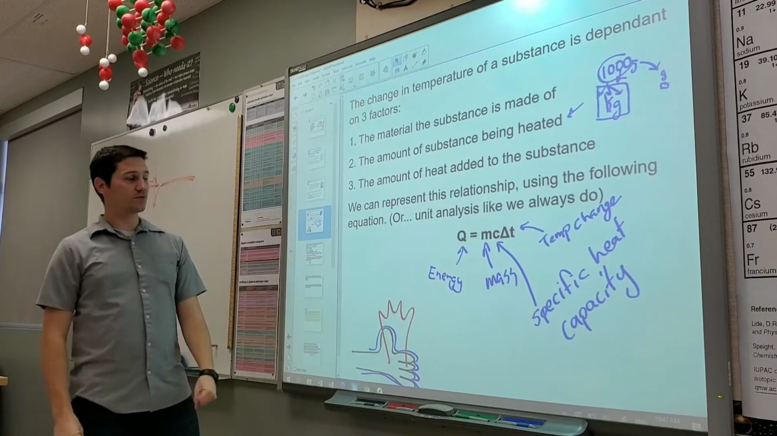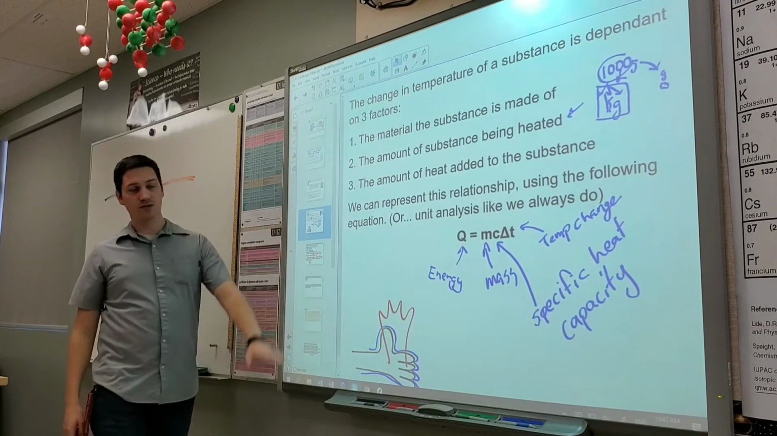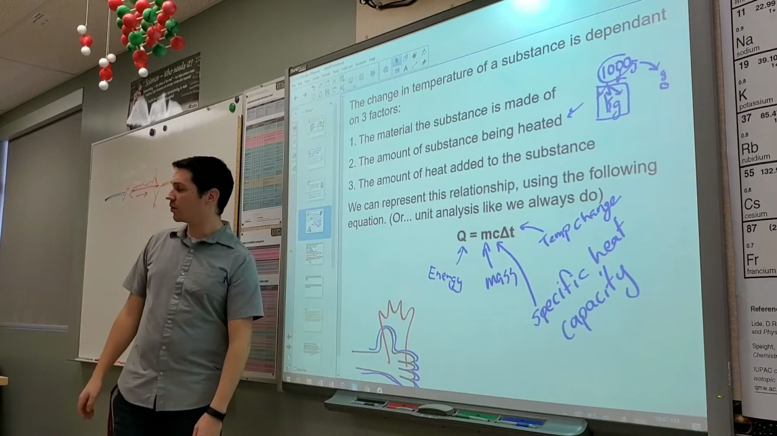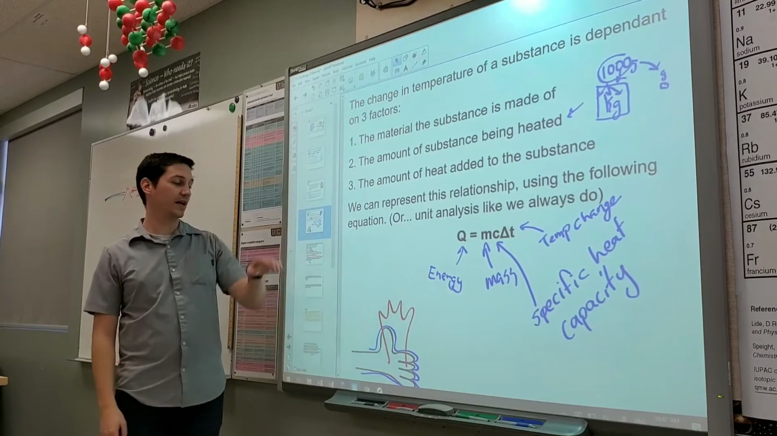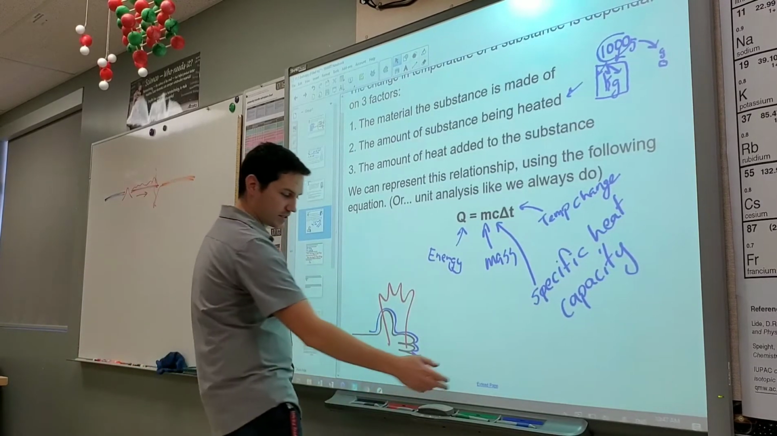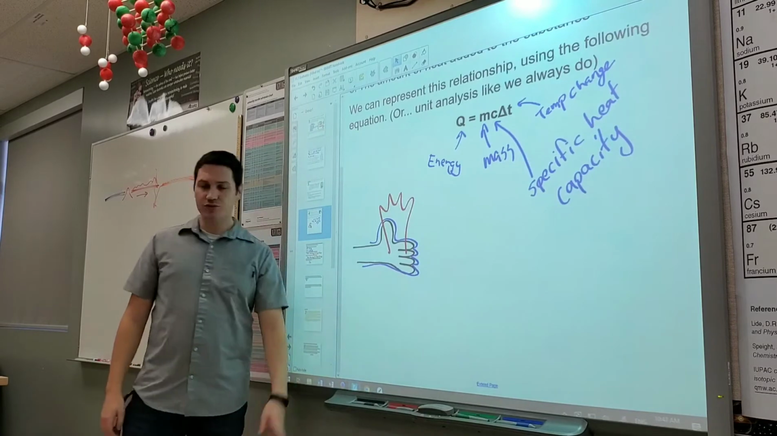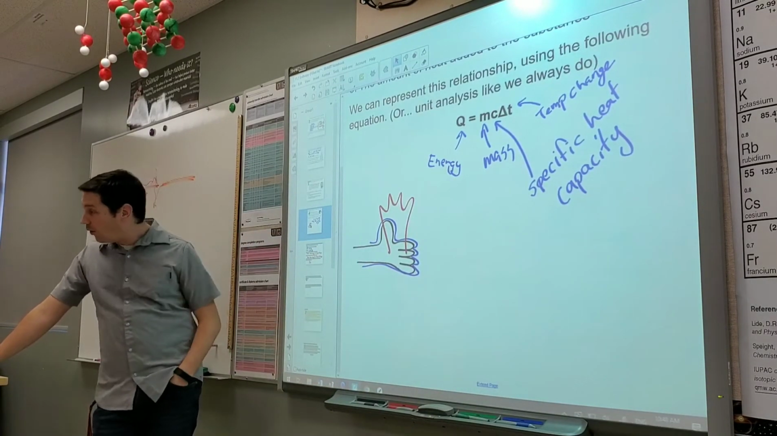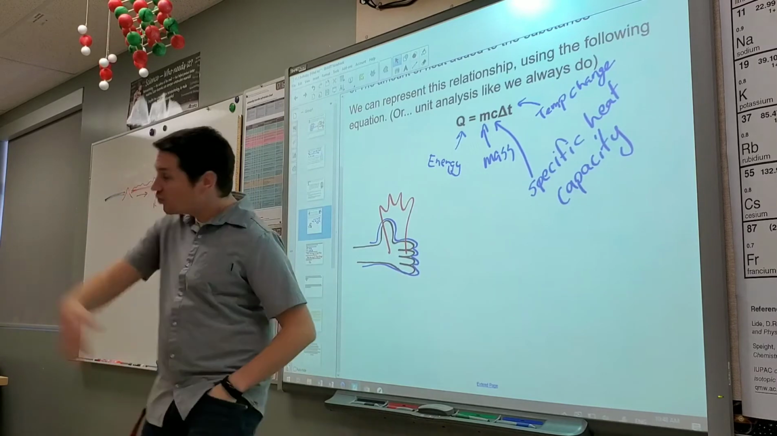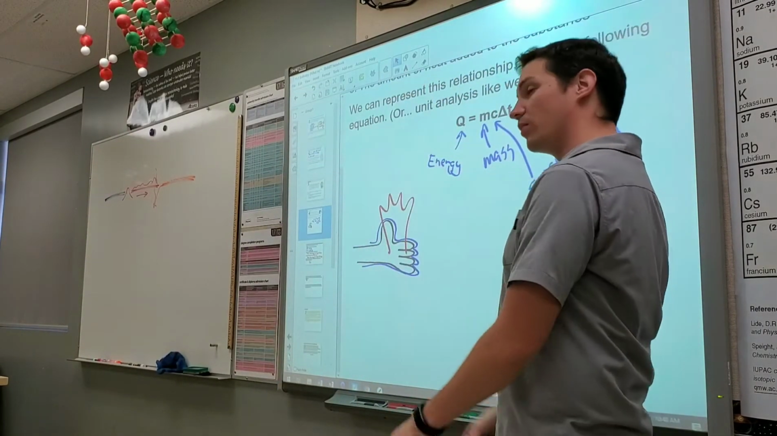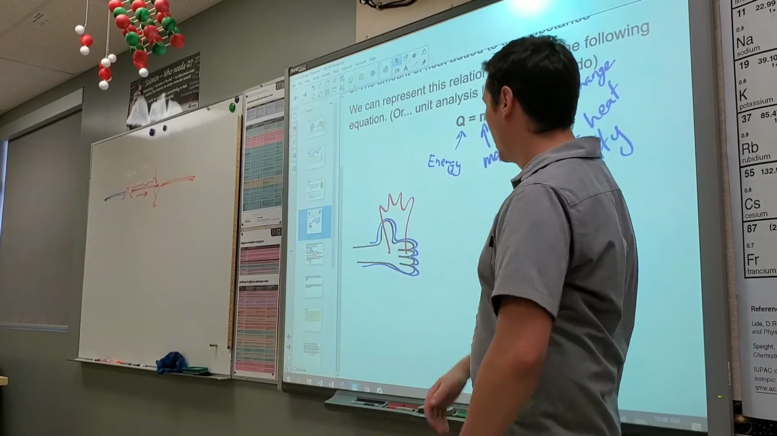We can represent this relationship using the following equation. Q equals mc delta T. That's great for some of you who like equations, and if you want to learn more about that, let me know. But we are going to do unit analysis for this entire unit. Do you remember the methane bubbles activity that we did? Hopefully. We're not going to do it again. If you want to, we can do it outside of class time, but we're not going to take any more class time to do this.